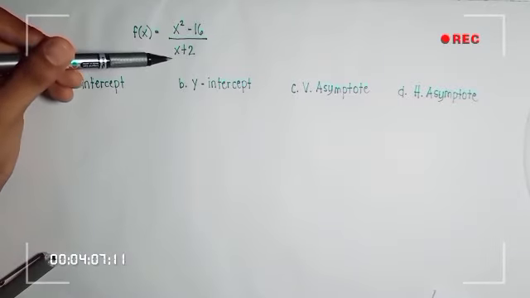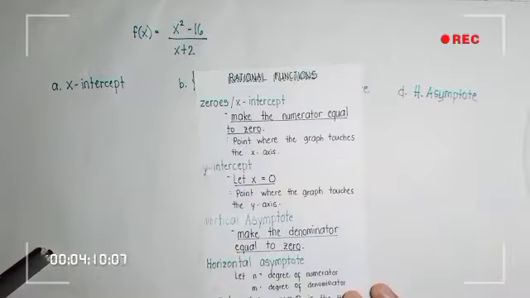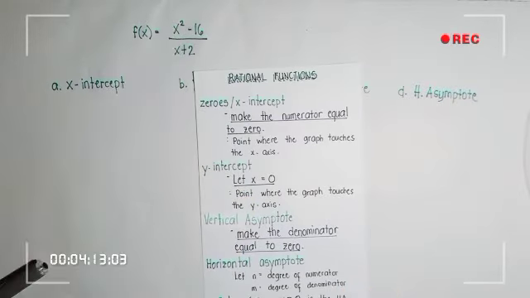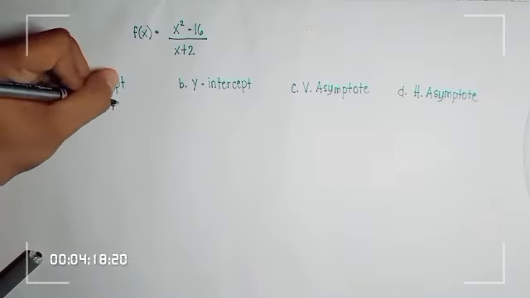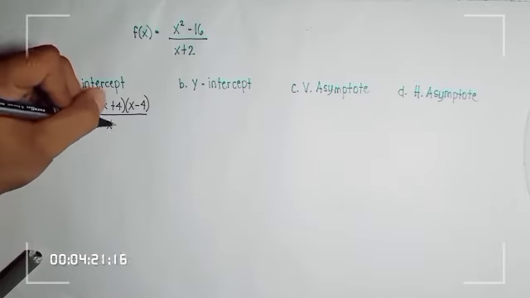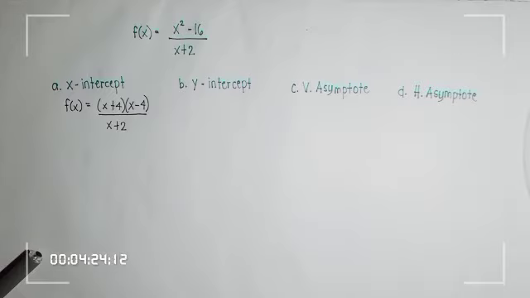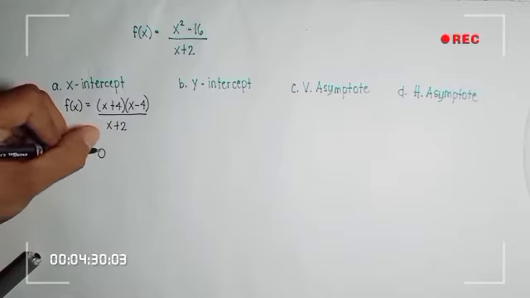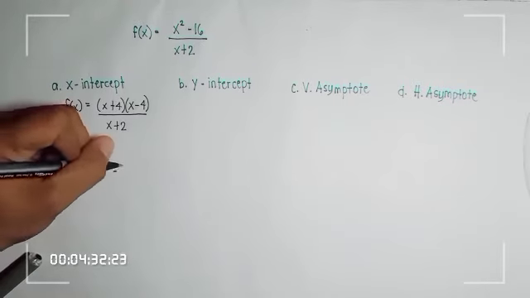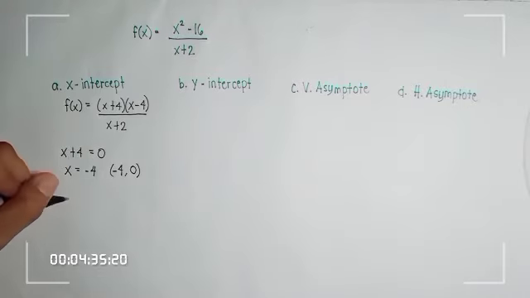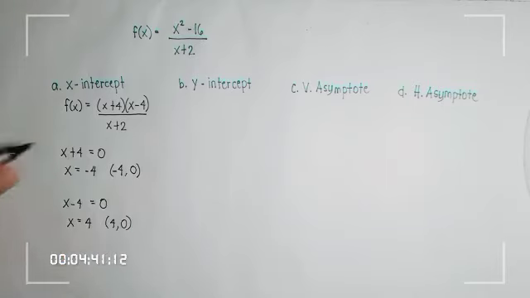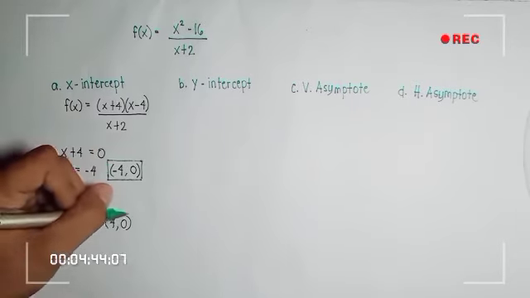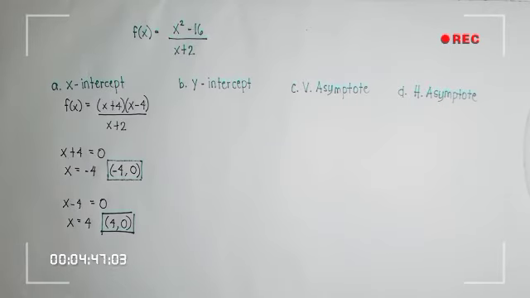For example number 2, we have x squared minus 16 over x plus 2. Again, for the x-intercept, just make the numerator equal to 0. It will be a lot easier if we factor x squared minus 16 into x plus 4 times the quantity x minus 4. Therefore, we have x plus 4 equals 0. Transposing, that becomes x equals negative 4. And we have x minus 4 equals 0. Transposing, we have x equals 4. And we already have the x-intercepts.